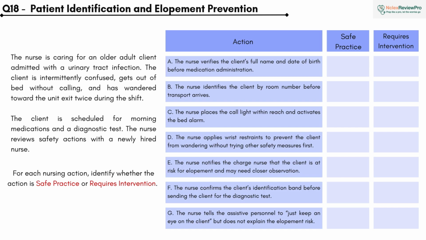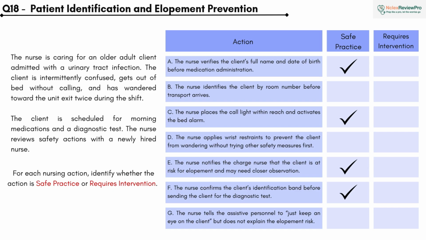All right, let's break this down. The safe practices are, option A, verifying the client's full name and date of birth before medication administration. Option C, placing the call light within reach and activating the bed alarm. Option E, notifying the charge nurse that the client is at risk for elopement and may need closer observation. And option F, confirming the client's identification band before sending the client for the diagnostic test.